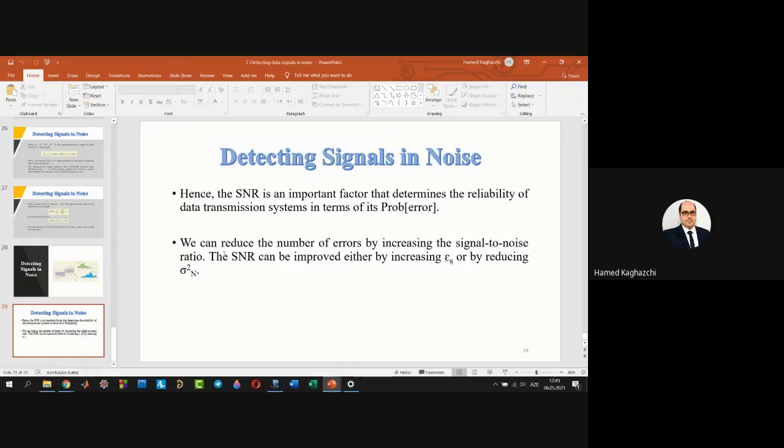So we can reduce the number of errors by increasing the signal to noise ratio. If I increase the ratio of signal to noise, I can reduce the probability of error. The SNR also can be improved by increasing the signal energy or reducing the variance of noise.